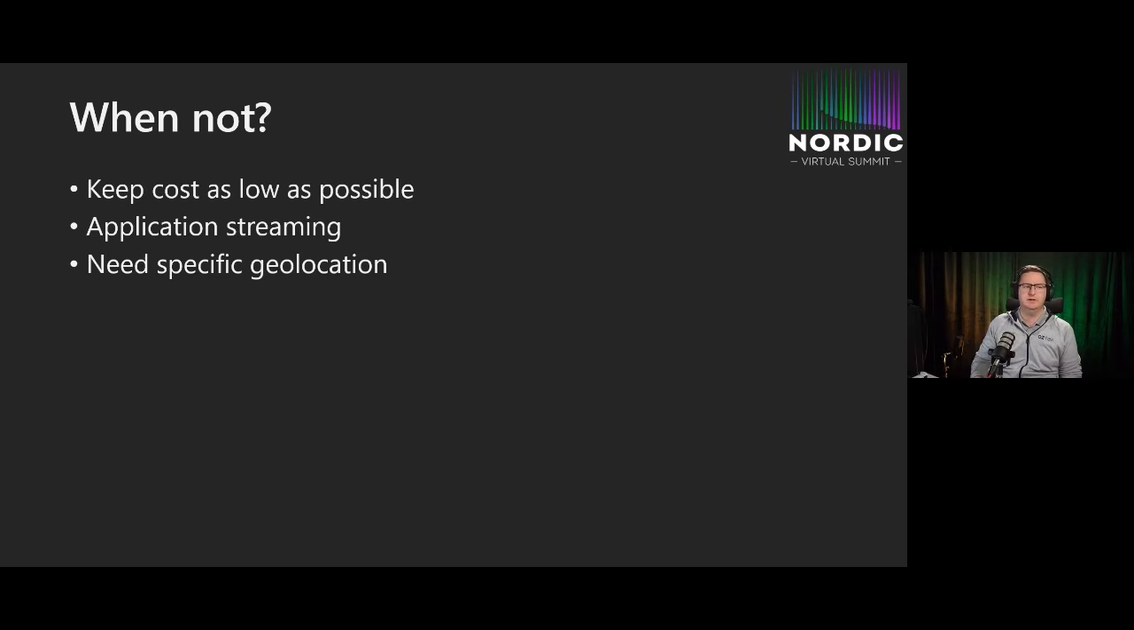Another scenario is if you need a specific geolocation. Windows 365 Business leaves you with no control over where your cloud PCs are, and Windows 365 Enterprise leaves you with some control, but you are limited to that list of supported regions. So, for example, say you want to have your cloud PCs running in Norway because you don't want your company data leaving Norwegian borders, then forget about it. You can't use Windows 365 because the Norwegian regions are not on that supported list.